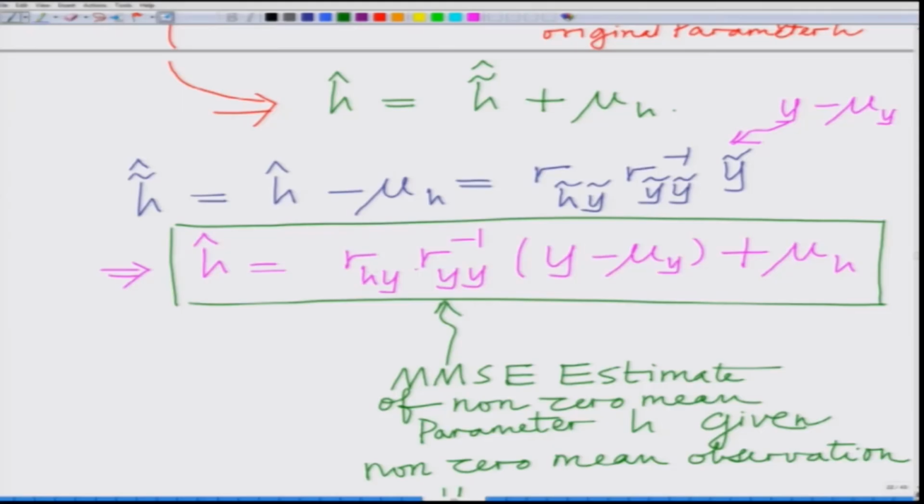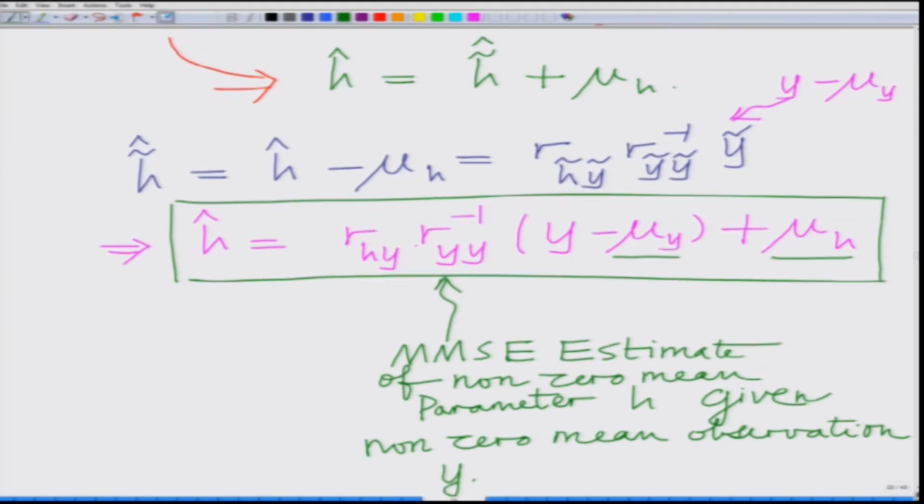If you look at this expression, this is simply R H Y into R Y Y inverse into y minus mu y, and then followed by addition. So, initially we are subtracting the mean mu y from y, computing the estimate and then separately adding the mean mu H. Okay. So, that is a very simple relation.